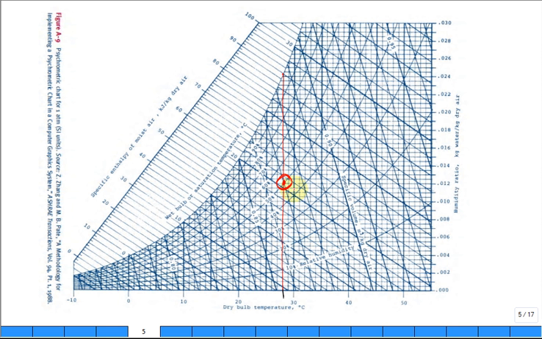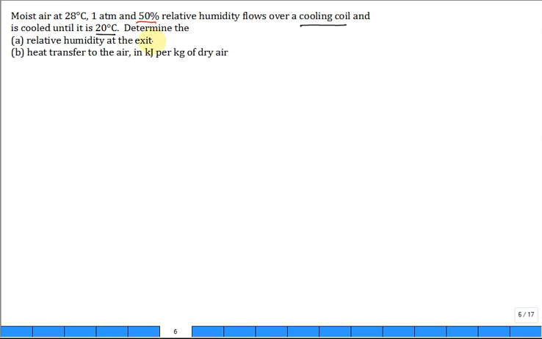That's state 1. True? Now, if you cool it, it's going to just be like heating. The humidity won't change until you hit the dew point temperature, but you're going to hit 20 degrees before you hit the dew point temperature. So there's state 1, there's state 2, and the first question they ask is, what's the relative humidity at the exit? What's the relative humidity at state 2?